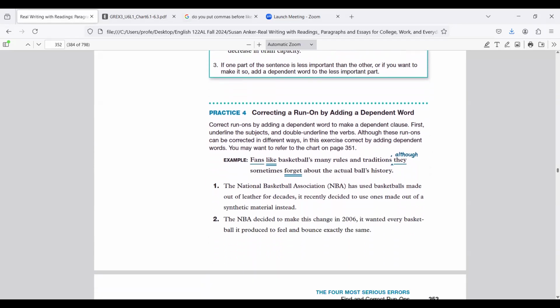Okay, so same thing with this one. This one, make sure you add a dependent word. Let's go back to our handout. So for this one, make sure you add a dependent word.